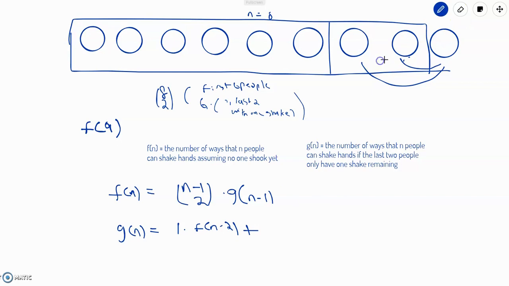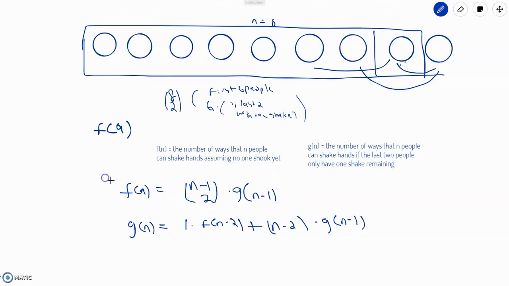If he doesn't shake with this second to last person, and instead someone in the first n-2, there's n-2 ways to do that. So let's just assume he shakes with this last person here. And what's our new state? Well, person 8 is now satisfied, so we can chop him off the bubble. And now we have a state of 7 people where these last 2 people only have 1 shake remaining and they shook with an outsider. So this is the state of g of n-1. Because we have n-1 people remaining, we have 7 people left from 8, and these 2 people only have 1 shake left.